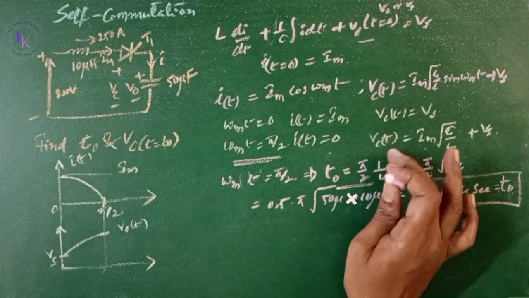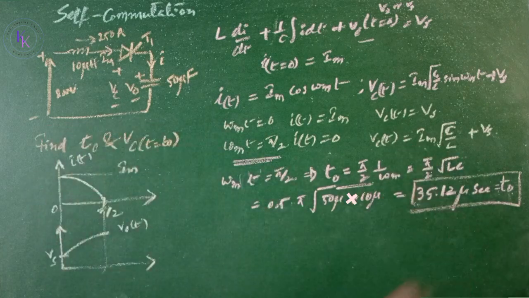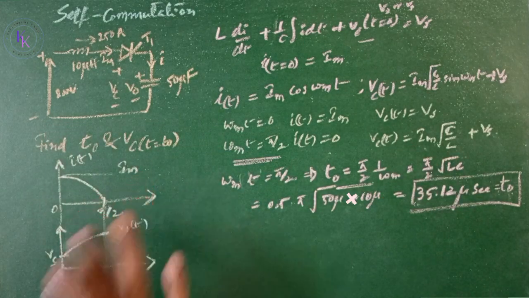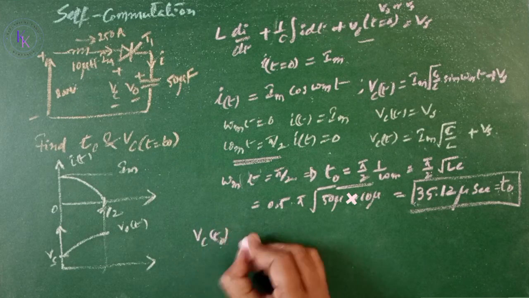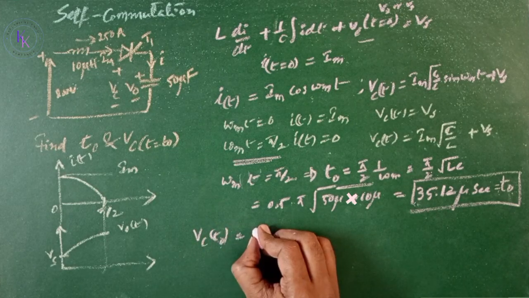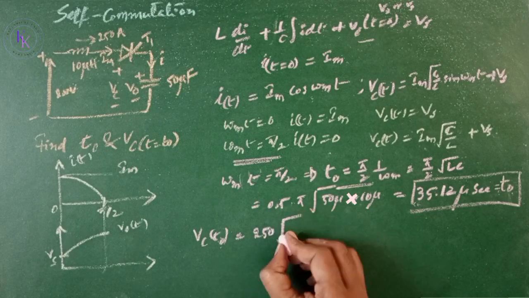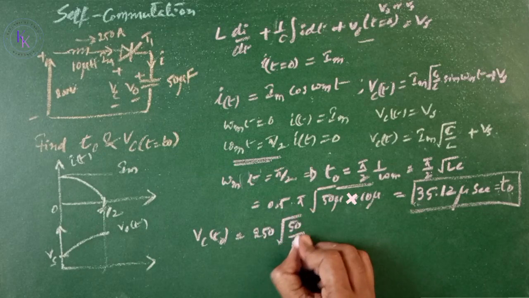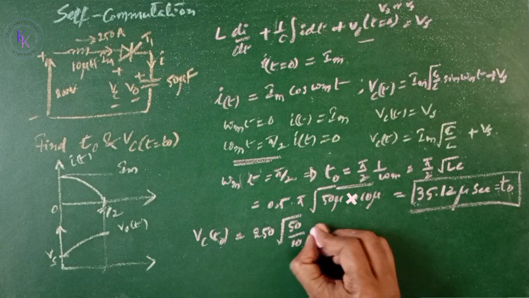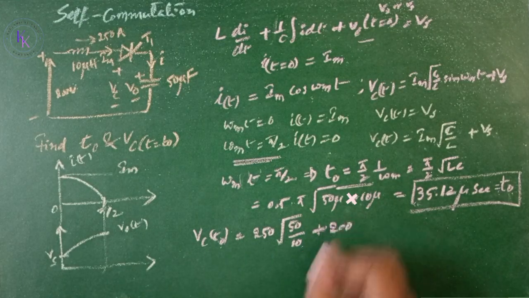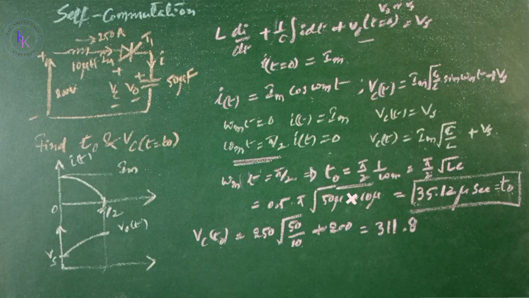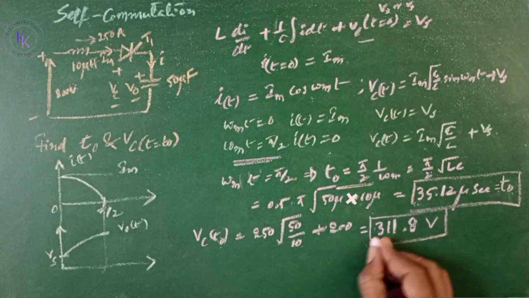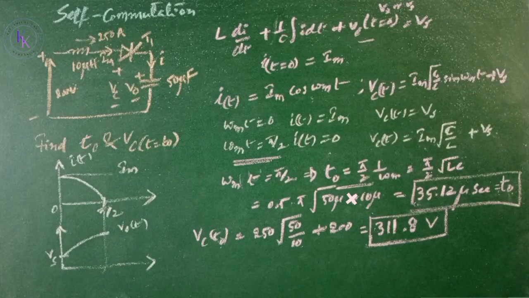Now we need to find the voltage at thyristor commutation, which is at the current crossing 0. Then Vc of t at that point equals Im, 250 amps, times square root of 50 microfarads divided by 10 microhenries, plus Vs, 200 volts. When you calculate this, you will get 311.8 volts. This is the voltage across the capacitor after the thyristor is turned off.